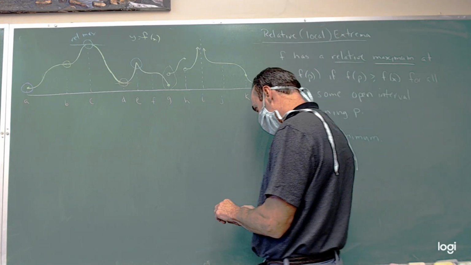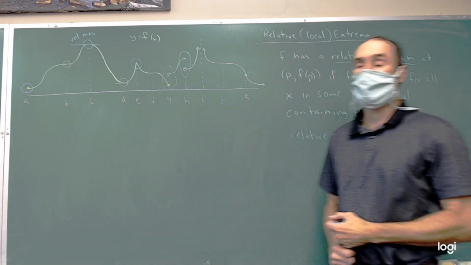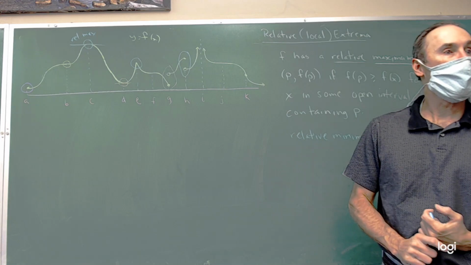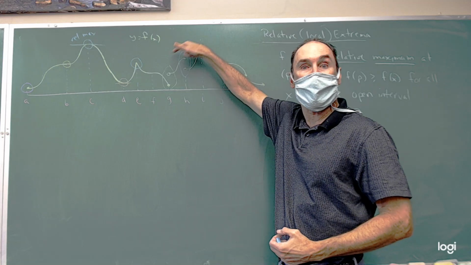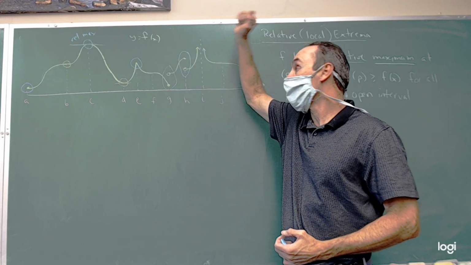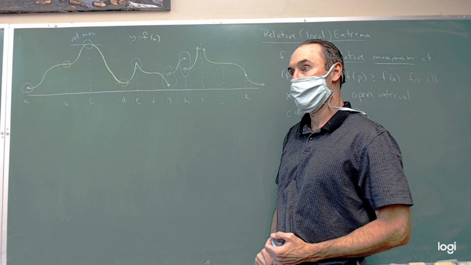How about at H? There's a relative maximum there. Same kind of idea that we saw for this one. This y value here is the largest, and that open interval, that circle of blue that you see there, that too is a relative maximum.